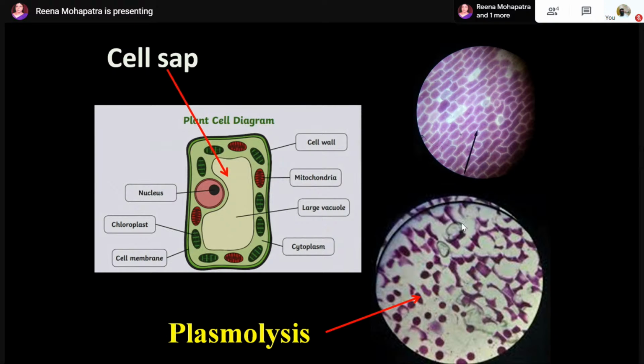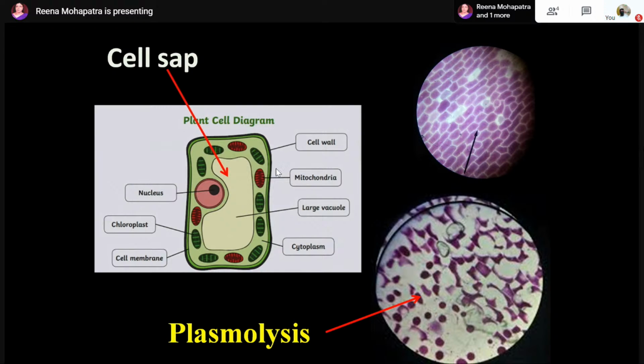Look at the lower picture. In the lower picture, you can find what has happened. The size of these pink colored structures has reduced, isn't it? These are the vacuoles now. The size of the vacuoles has decreased. Why so? This indicates that osmosis has taken place. How so? Let's see.